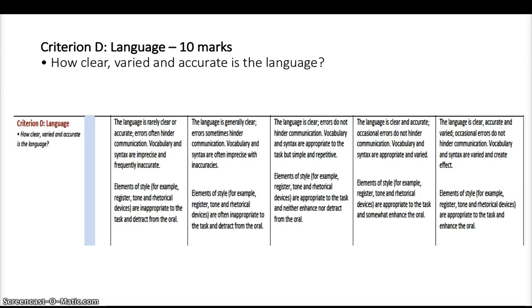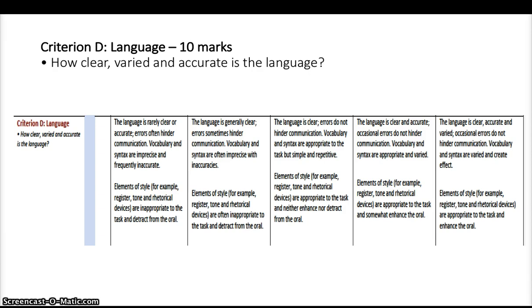Criterion D, language, asks how clear, varied, and accurate the language is. A very important thing to remember here is that your individual oral has 2 parts. There is the part that you've prepared, and the ball is in your court. You have every chance to succeed, and you can practice as much as you want before it happens. That's the first part, 2/3 of it really. The last part is the question and answer.